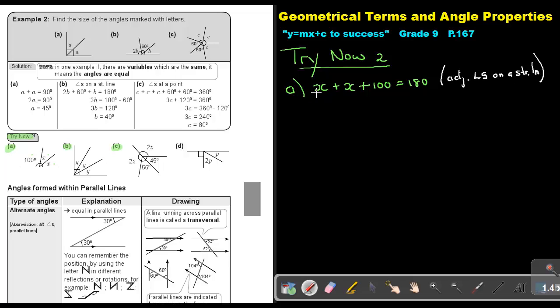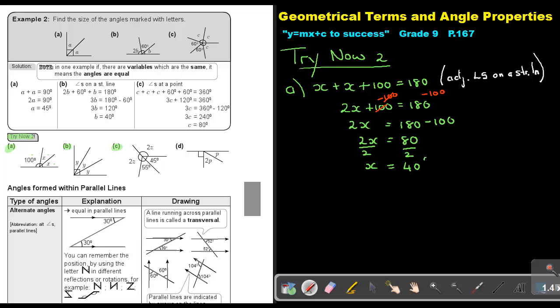Okay, so basically I'm going to solve this equation. So 1 plus 1, that will be 2x plus 100 equals 180. Now if I want to cancel this one, I subtract 100 on both sides. So this will cancel. So I'm ending up with 2x equals 180 minus 100. So 2x is equal to 80. I divide by 2, and the value of x will be equal to 40 degrees.